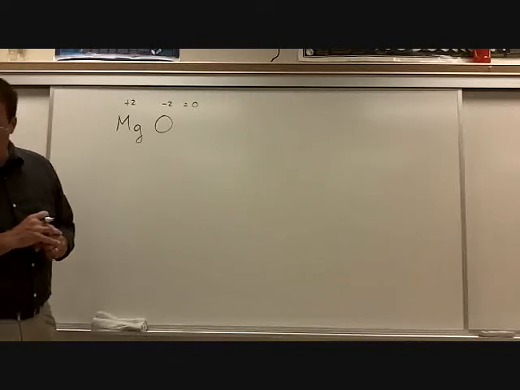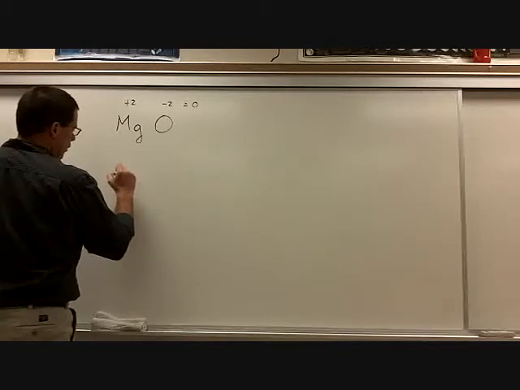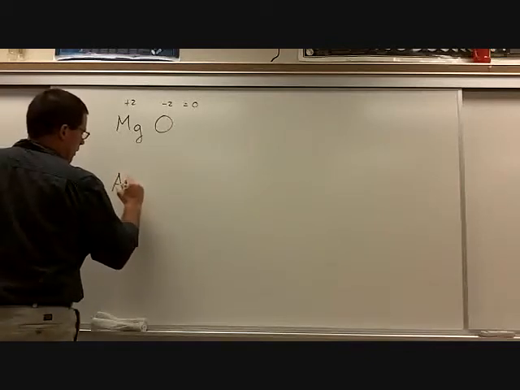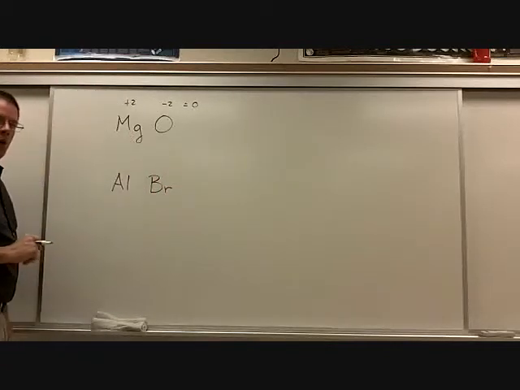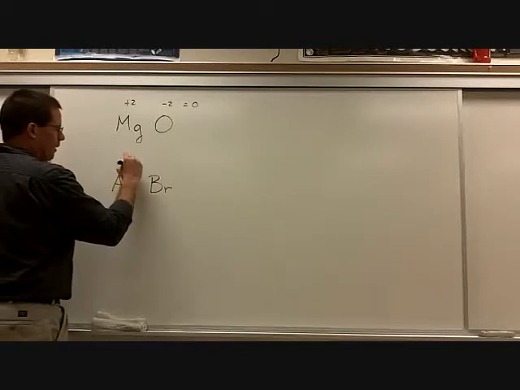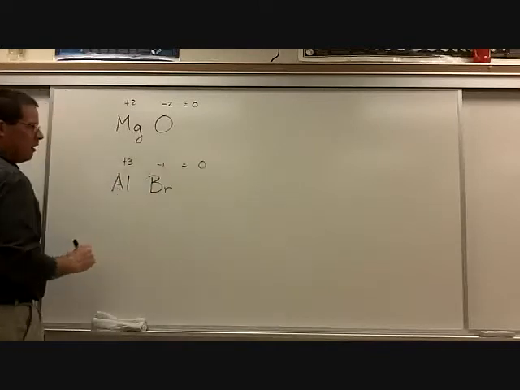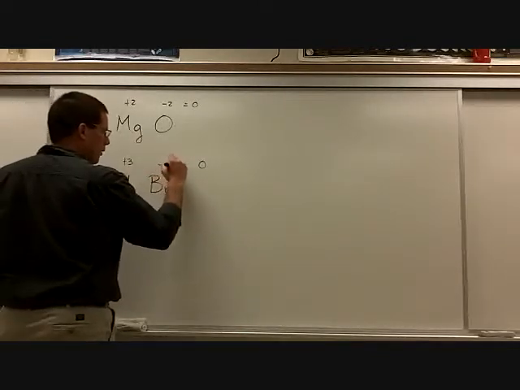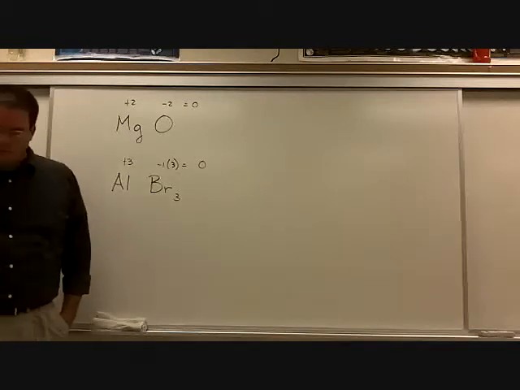So look at the next one. Aluminum with bromine. So who's the metal? Aluminum. And the symbol for aluminum? Al. And bromine? Br. So they don't have to be in the same line. What's the charge on aluminum? Plus 3. Bromine? Minus 1. Does that equal 0? What do we need to do? Multiply bromine by 3. And what's this called? Aluminum bromide. Isn't that nice?